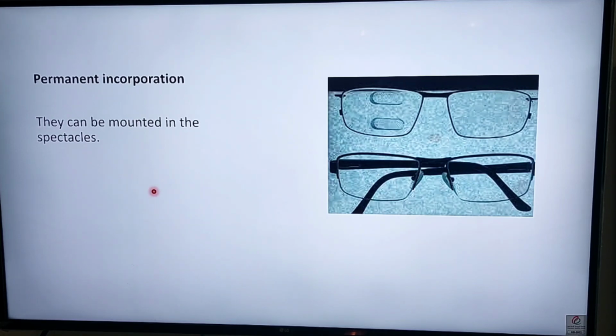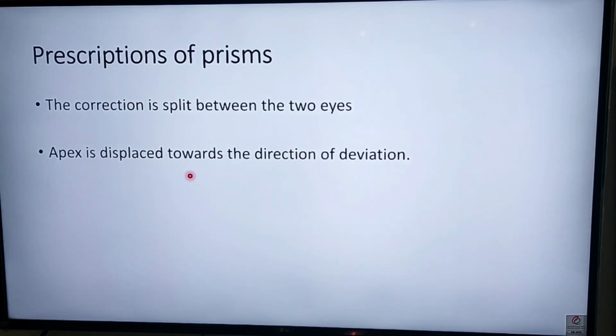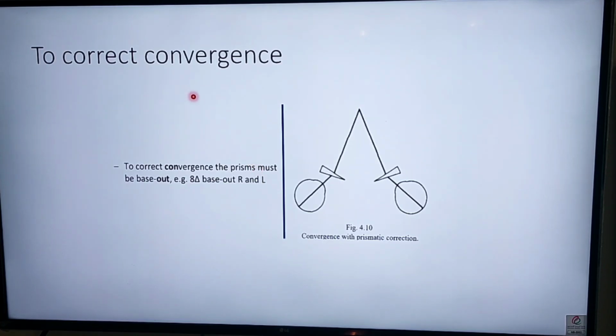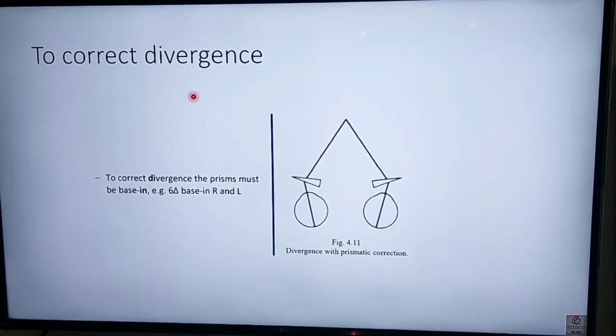How would you permanently incorporate a prism? They can be mounted onto the spectacles. Okay, now prescription of a prism. The correction is split between the two eyes, and again, the apex is displaced towards the direction of deviation, as we already know. So to correct convergence, which prisms would you use? Base out. Base out prism.